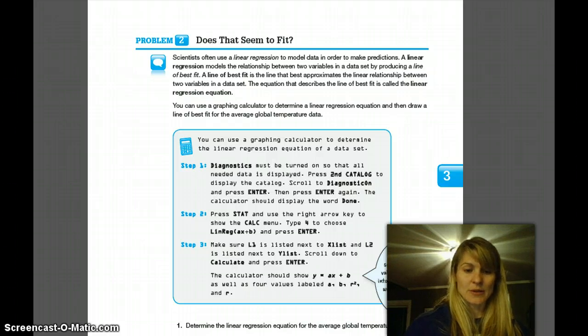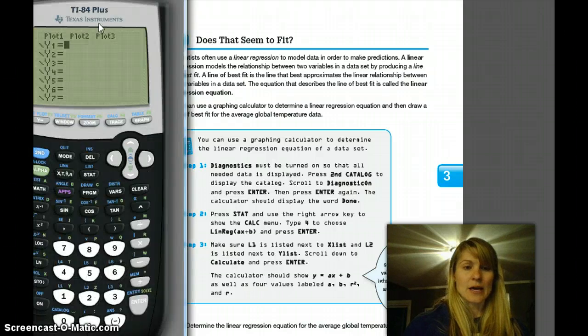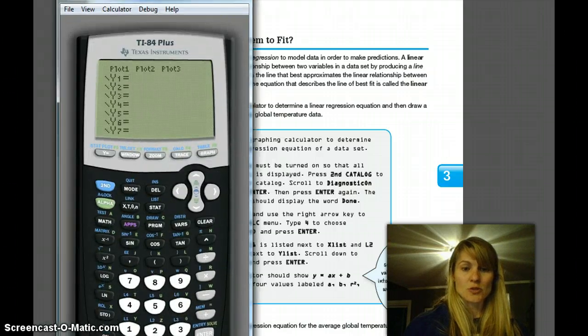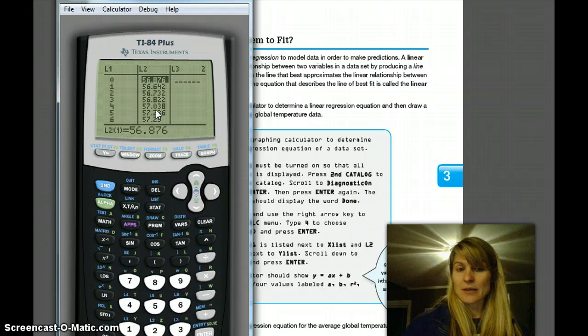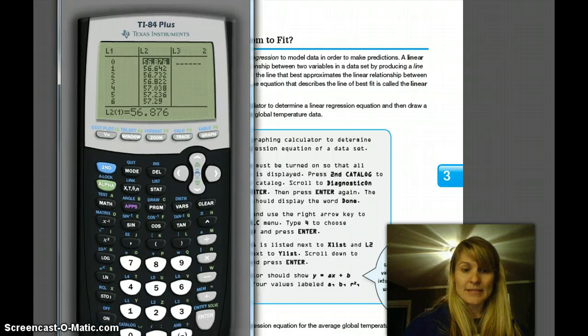You need to get out your calculator, and you also need to make sure that you still have all your data. If you hit Stat and Enter, you should have all your data from the previous page on the global temperatures here. So we want to turn on our diagnostic.